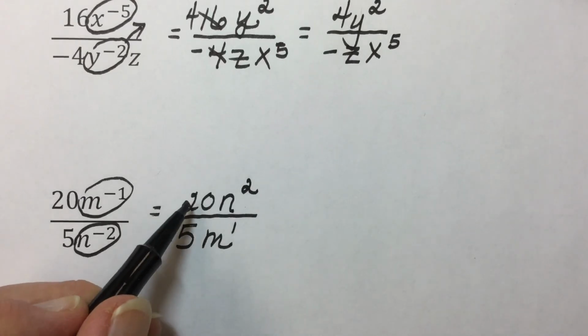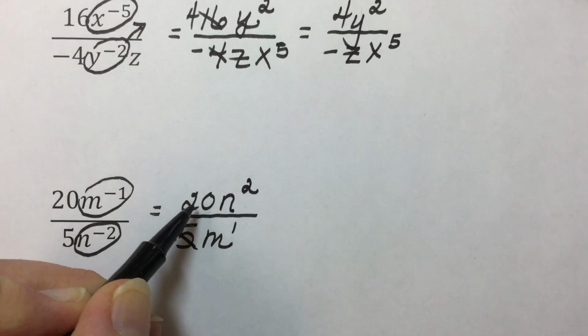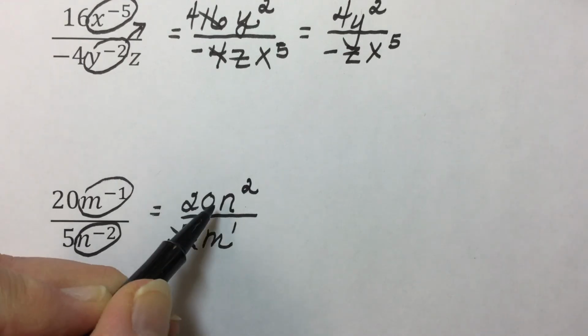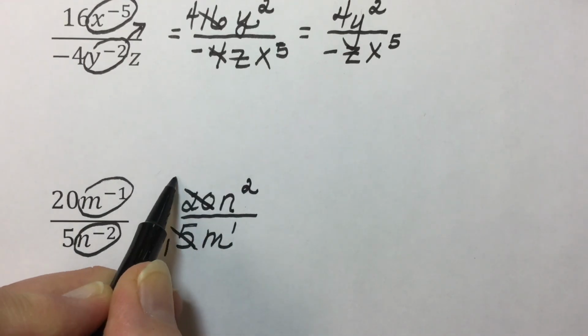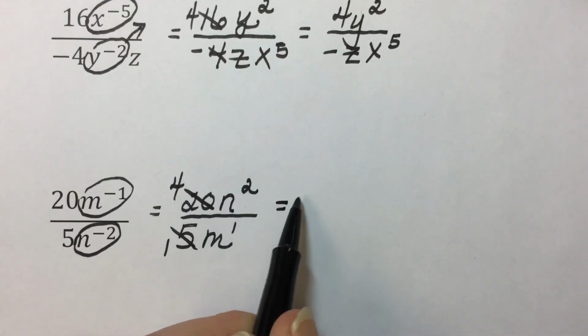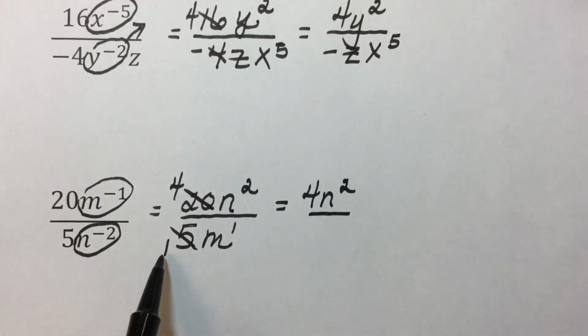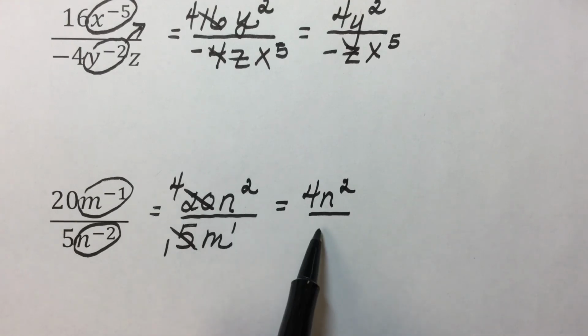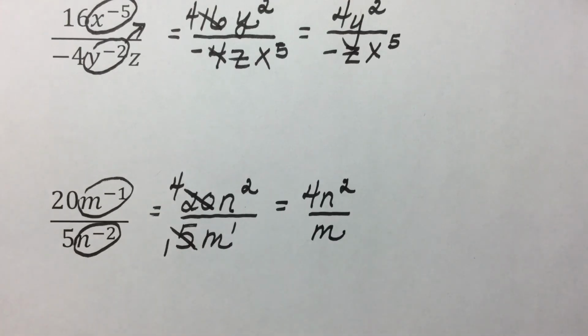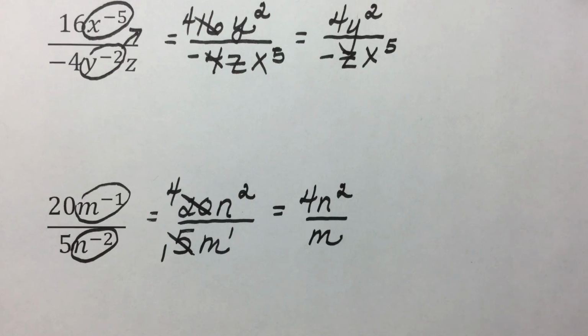Simplifying this, 20 and 5 have a common factor of 5. 5 divided by 5 is 1. 20 divided by 5 is 4, leaving a 4n to the power 2 in the numerator, and a 1 times m to the first, or simply an m in the denominator, for our simplified equivalent value.